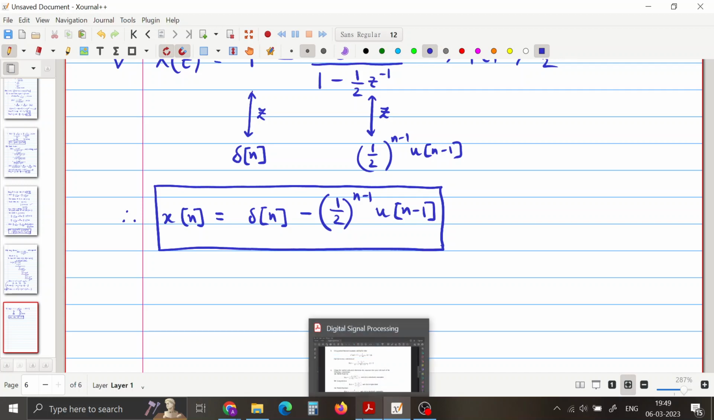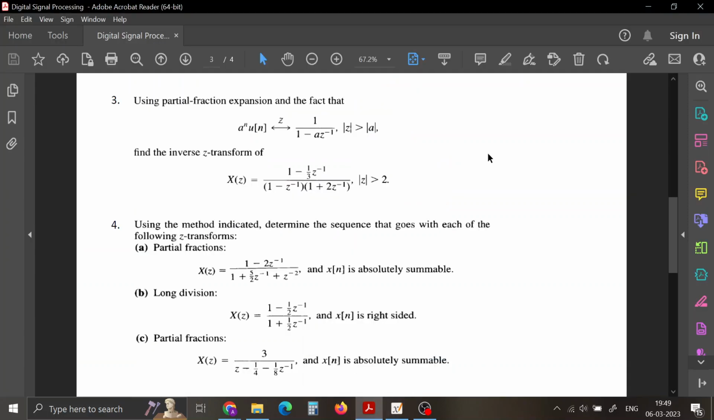So we used the long division method for part B, and now for part C again we need to use the partial fraction expansion method like we used for part A. The Z transform is given, and it has also been mentioned that x of n is again absolutely summable, similar to part A. So again we will use that known result from our lectures, that whenever x of n is absolutely summable, we know that the ROC of X of z will include the unit circle mod z equals 1, and we will choose our ROC to be such that it includes the unit circle. Okay, so let's do that. Let's do 4C.